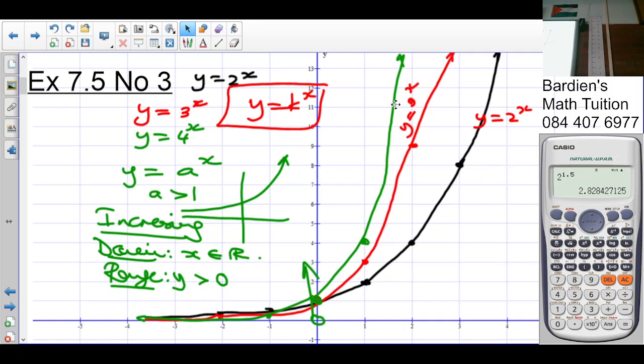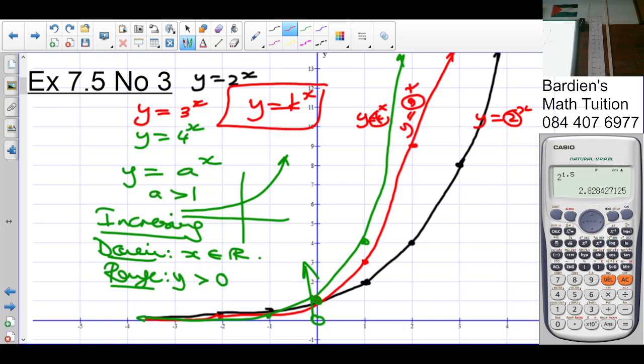The steeper or less steep the graph is. So as this increased, what did you notice? From 2 to 3, it became steeper. From 3 to 4, what happens? It became steeper. So as the base increases, the graph becomes steeper and steeper. Okay, so the answer is becomes steeper.